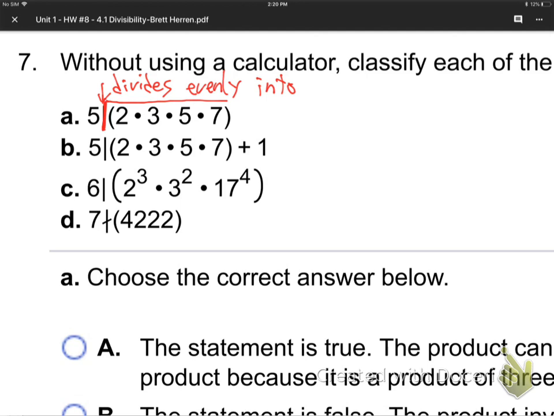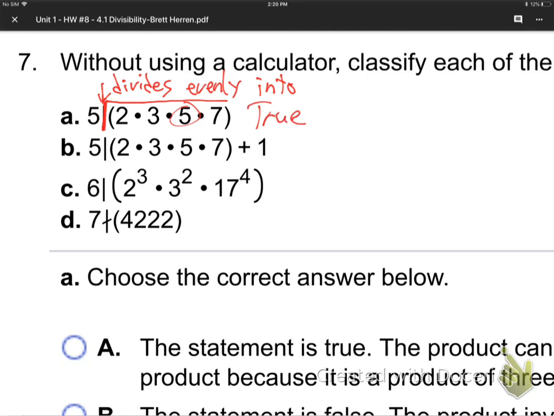So does 5 go into whatever 2 times 3 times 5 times 7 is? Without even figuring out what that number is, can we answer the question? Does 5 go into that number? It's got to, because it's got a 5. That's kind of a dumb statement, but you know what I mean, right? If 5 is one of the pieces of the number, then 5 has to divide evenly into that. So that one's a yes or a true.